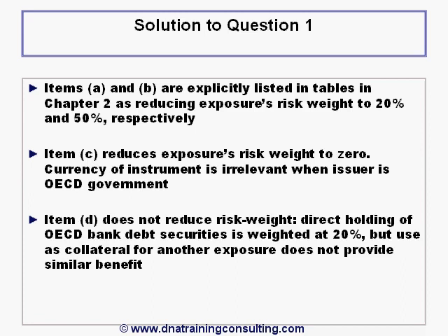Item D does not reduce the risk weight. A direct holding of OECD bank debt securities is weighted at 20%, but their use as collateral for another exposure does not provide any similar benefit. Therefore, the correct answer is D, as in David.